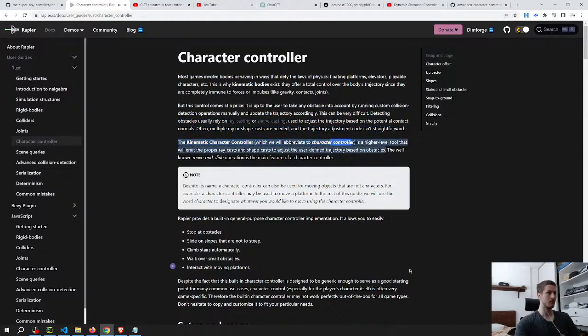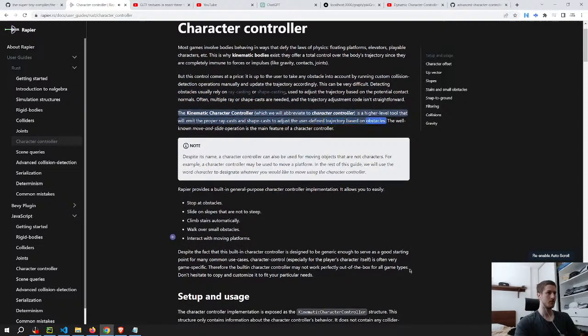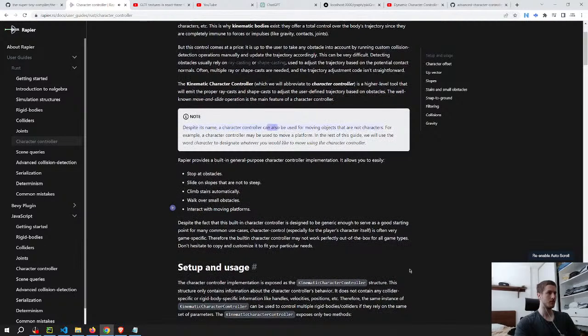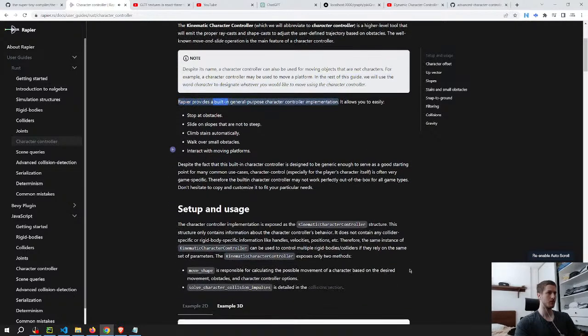The kinematic character controller, which we will abbreviate to character controller, is a higher level tool that will run the proper ray cast and shape cast to adjust the user-defined trajectory based on obstacles. The well-known move and slide operation is the main feature of the character controller. Despite its name, a character controller can also be used for moving objects that are not characters. For example, a character controller may be used to move a platform. In the rest of this guide, we will use the word character to designate whatever you like to move using the character controller. Rapier provides a built-in general purpose character controller implementation.